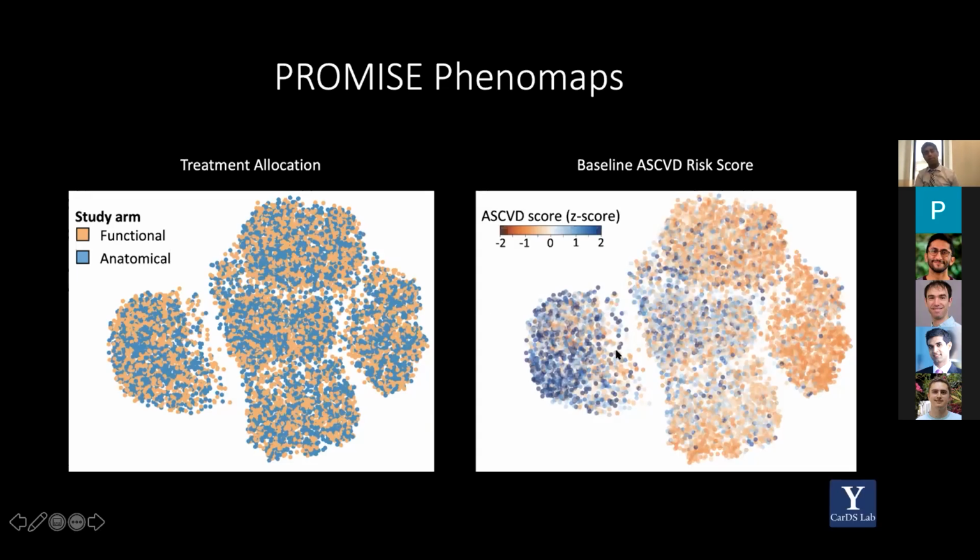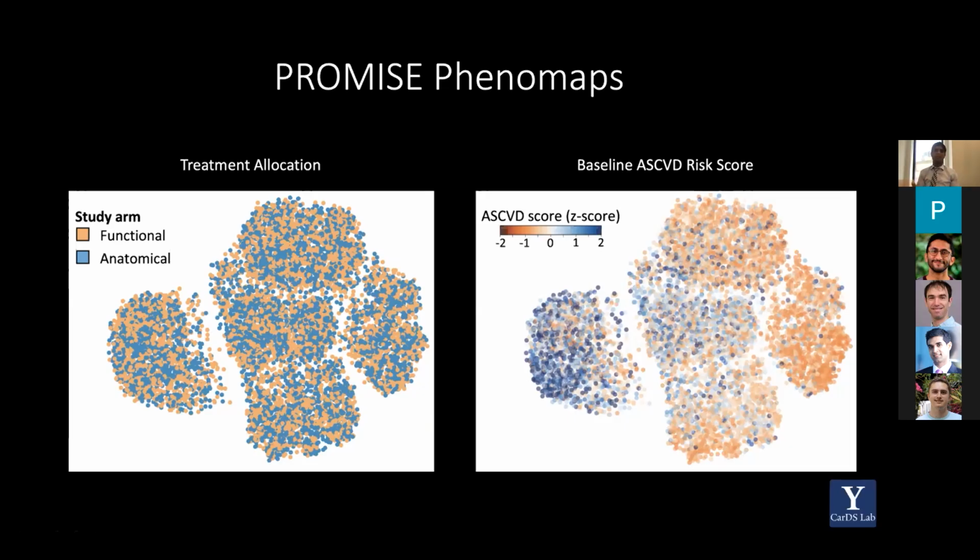On the other hand, there is some sort of signal to this because of the baseline ASCVD risk score. The ASCVD risk score is just a composite risk assessment tool that uses a lot of cardiovascular risk factors to give a person's 10-year risk of developing atherosclerotic cardiovascular disease.